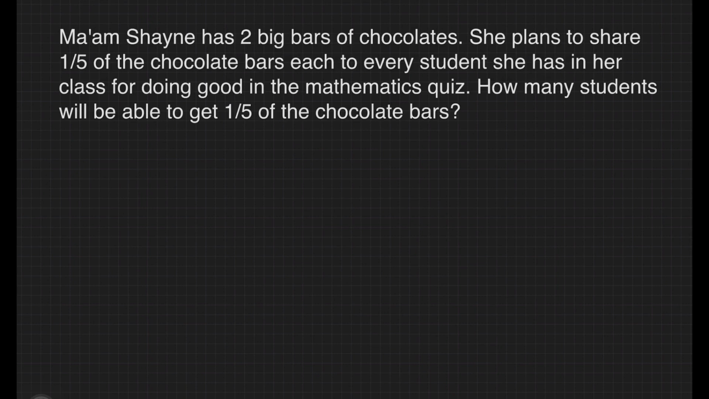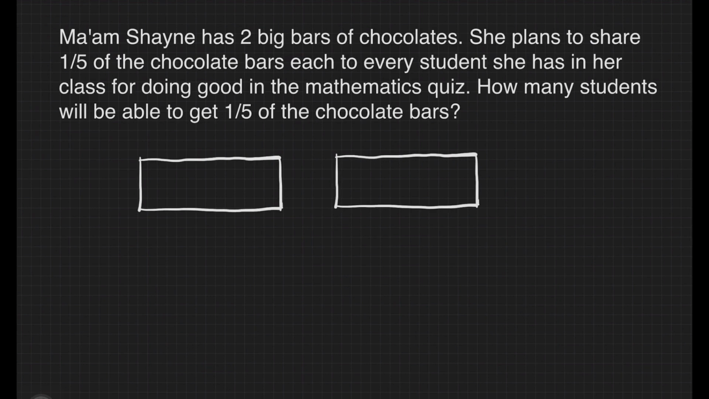This problem can easily be understood if we will draw a model so that our students can see and visualize how to do division of fractions. I already drew 2 chocolate bars here, and let's just divide each bar to 5 equal parts because one part of it is equivalent to 1/5 of the chocolate bar.